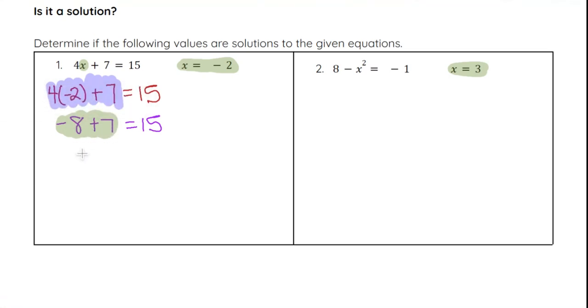So now we do this -8 plus 7, and that is going to give us -1. And -1 equals 15 is not a true statement. That is false. That is not an actual equality statement or an equation that is true. So -1 equals 15 is not true, which tells us that x equals -2 is not a solution.